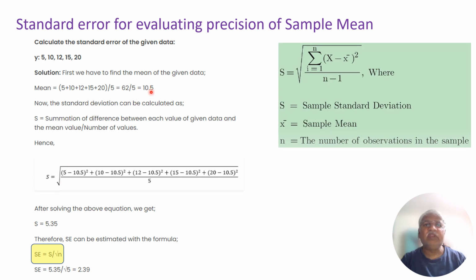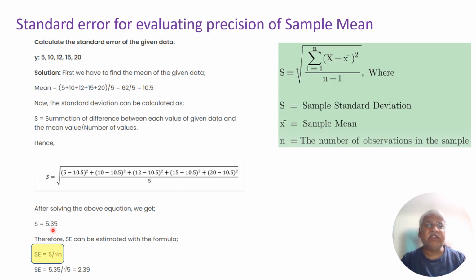Since we now know the mean and the different values, we compute (5 minus 10.5) whole square, and the next value is (10 minus 10.5) whole square, and like that for all the values. This is how the standard deviation is calculated. Now the standard deviation of error is calculated using this formula.